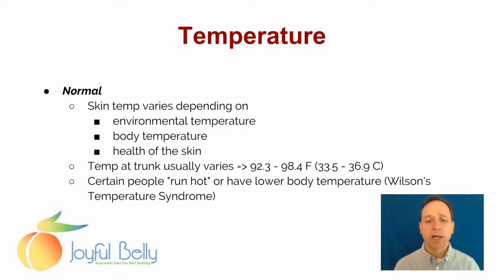But certain people run hot or certain people run cooler. And if people run cooler, that could be Wilson's temperature syndrome, which is just basically another way of saying that they tend to run on a cooler body temperature. And then we can start asking questions. Well, what does that mean? Do they have a low thyroid? What's the cause of that heat or cold? And that's really what we're trying to figure out as practitioners, is what are the causes.